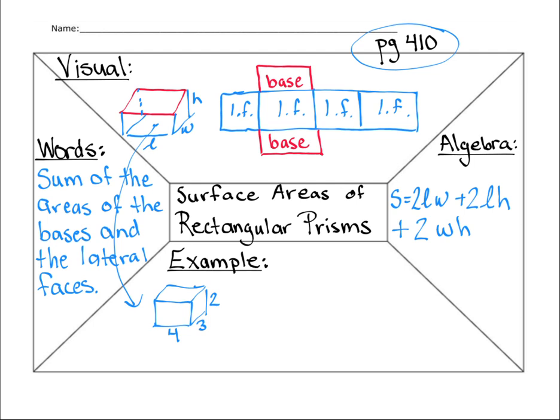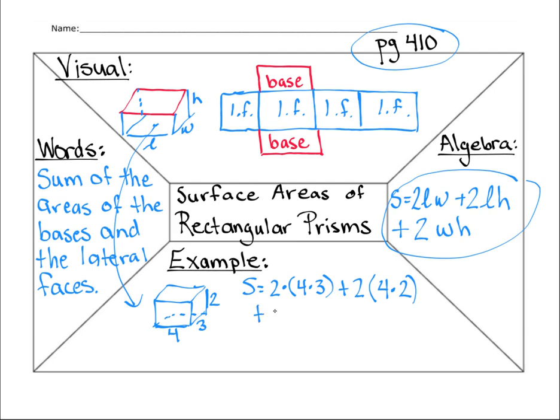So our formula right here says we're going to have 2 length times widths. So that we're going to call the base of this thing. So this 4 by 3. We have 2 4x3s. That would be the bottom and the top. Then we're going to have 2 length times height. So that's going to be 4 times 2. Plus 2 width times height. So that's going to be 3 times 2. And then you'll do this math.